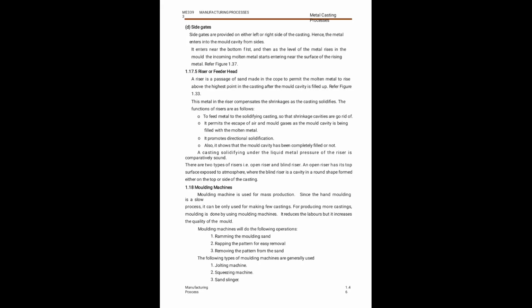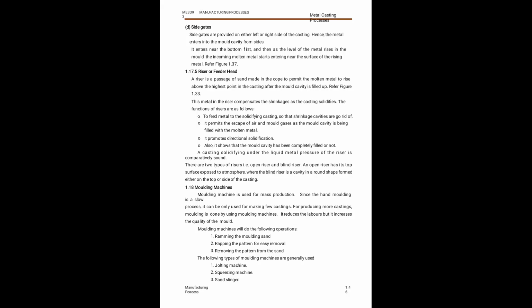And the next topic is the molding machine. The molding machine is used for mass production. Since hand molding is a slow process, it can only be used for making a few castings. For producing more castings, the molding is done by using a molding machine. It reduces the labor and increases the quality of the mold.